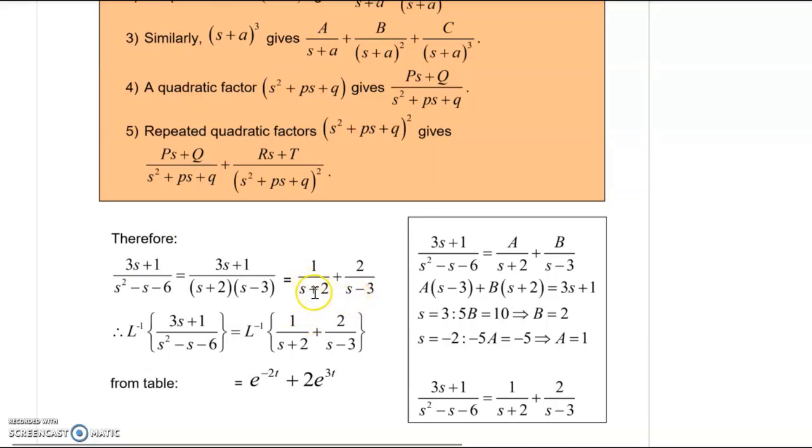And then it'll be just a straightforward solution. For example, this one can be written in this form. Then the inverse of 1 over s plus 2 is simply exponent negative 2t. And then the inverse of 2 over s minus 3, you can take the 2 to the front, and then the inverse of 1 over s minus 3 is simply exponent 3t. So that's it.